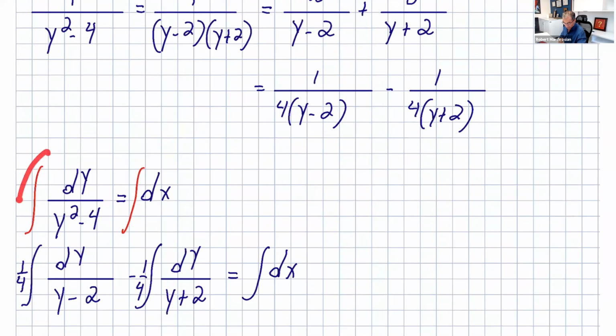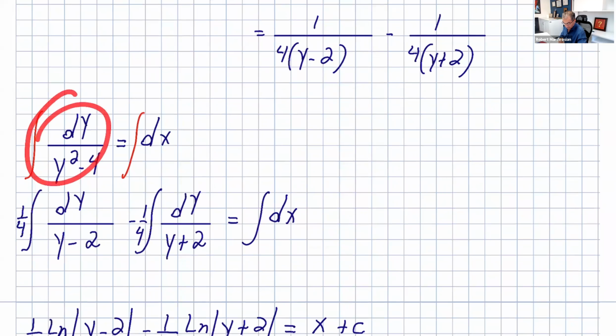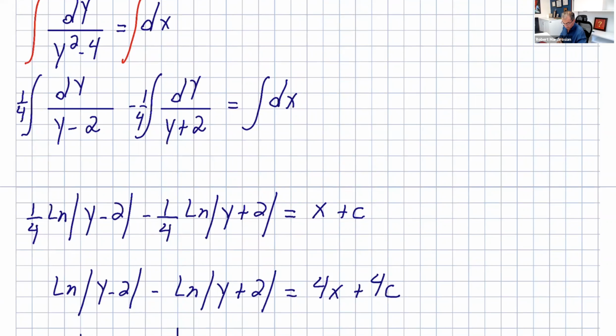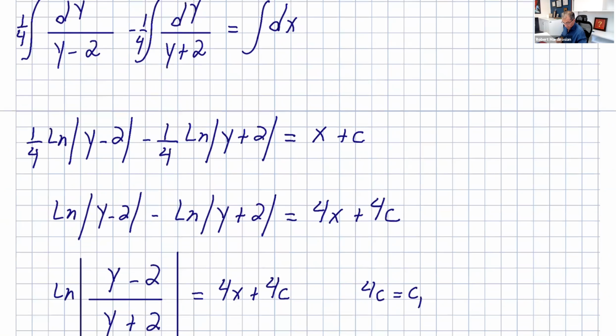Coming back to our differential equation. So now this side, you can separate them. So it's 1 over 4 times dy over y minus 2 minus 1 over 4 times dy over y plus 2, and that equals dx. The integral of dy over y minus 2 is ln absolute value of y minus 2, and that is minus 1 over 4 ln absolute value of y plus 2, and the integral of dx is just x plus c. So now let's multiply both sides by 4 here.